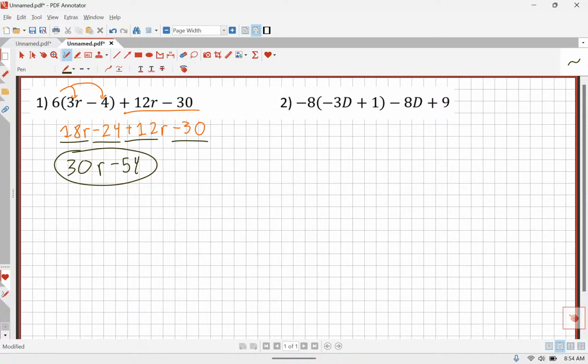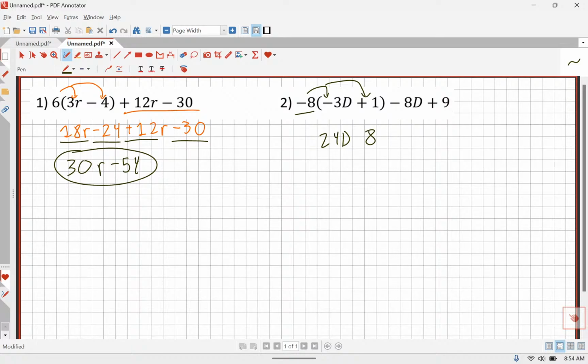All righty, let's see here. What about this next one? Let's see here. And well, what would be your first step on this next one? Distribute. Great. So we're going to take that negative 8 and distribute it in. What's that going to give me, Emmanuel? 24D and 8. So let's see, 24D and 8.